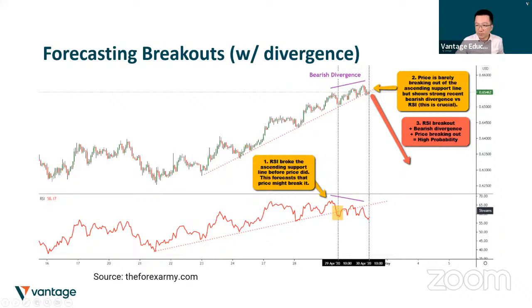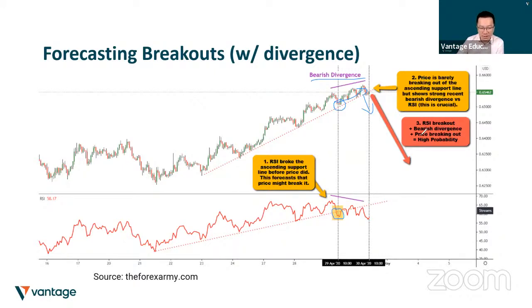Okay, so if I draw a line just to make it a little bit easier to see, you can see as RSI broke below that level, price still stays above that trend line. This gives you a bit of a heads up that we might be looking at this upward move slowing down because there's also a bearish divergence forming, and we're anticipating for price to break towards the downside.